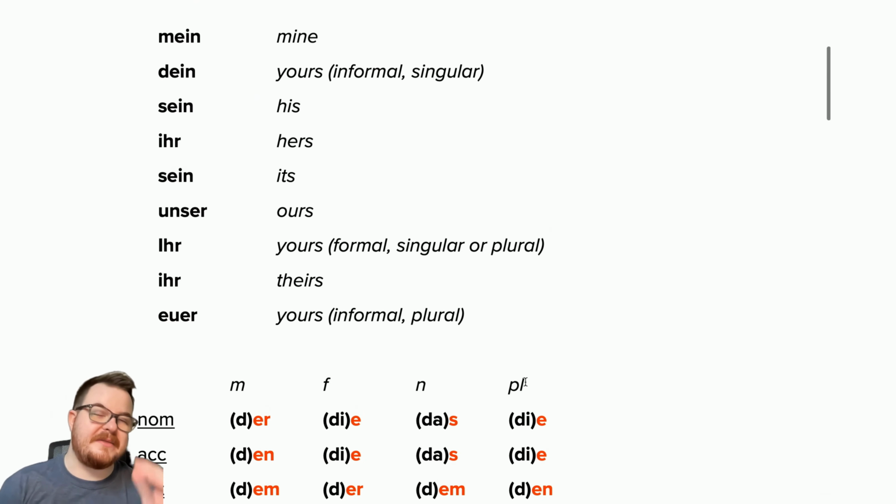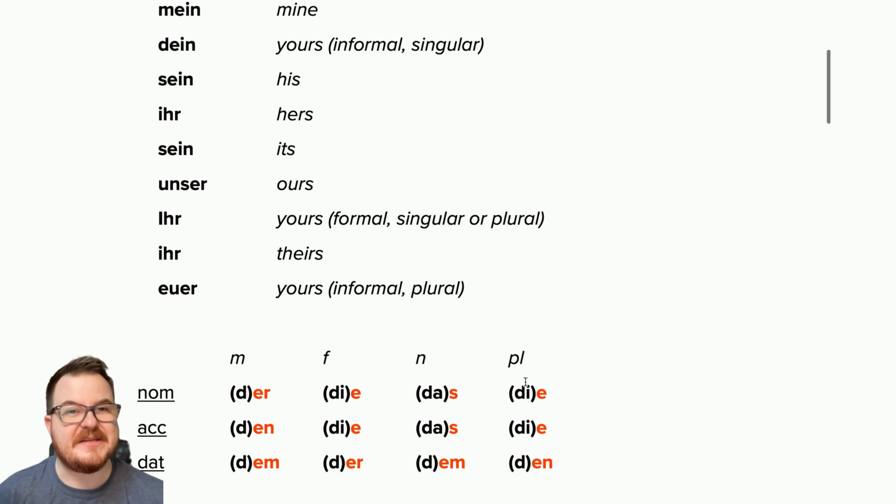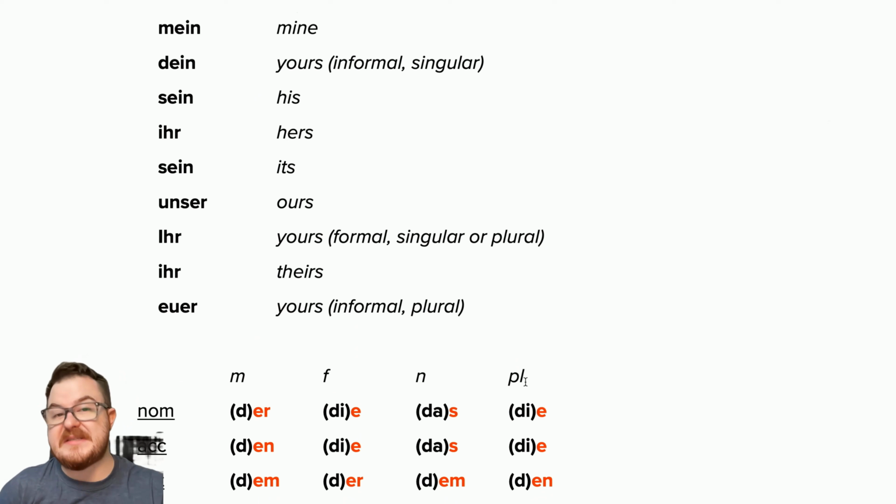Let's start by looking at the possessive pronouns once again, and then the endings. And then we're going to do two very simple grammar activities to practice. Okay, so remember, mein is mine in English, dein, yours, sein, his, ihr, hers, sein, its, unser, ours.